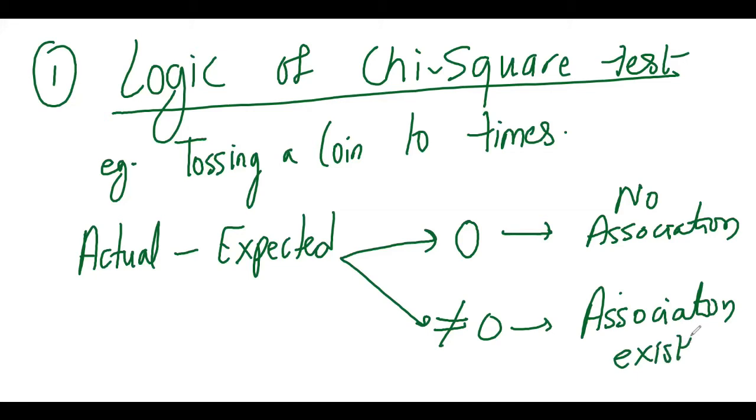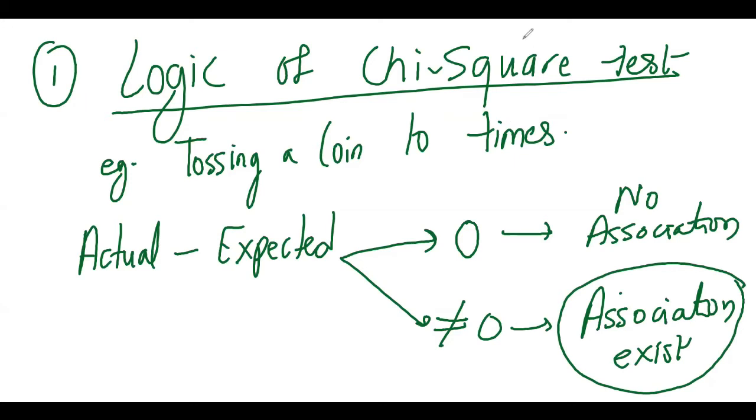Okay, so we are applying the chi-square on this logic. So we compare actual and expected, and if the difference is 0, it means there is no association. And if the actual minus expected is not equal to 0, it means there is some association. So I'm going to explain this with another example.